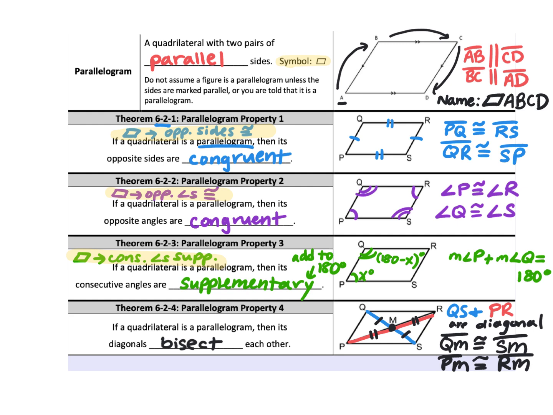The way that you can abbreviate this one, there isn't really a nice shortcut. Parallelogram, arrow, diagonals bisect each other. So make sure you have these properties filled in. We're going to be using these properties for the examples today and also again in lesson 6.3.